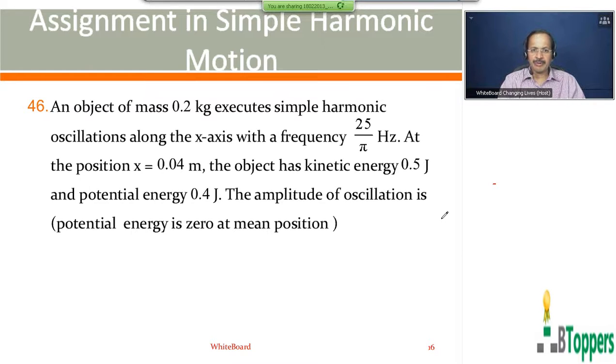So look at the next question, question number 46. An object of mass 0.2 kg executes simple harmonic motion oscillations along the x-axis with a frequency 25 by pi hertz. At the position x equal to 0.04 meter, the object has kinetic energy 0.5 joules and potential energy 0.4 joules. The amplitude of oscillation is, potential energy is 0 at mean position. Come on, take a pause and try the question.